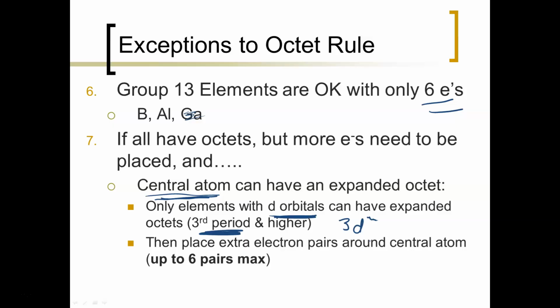You could fit more electrons around that central atom due to that d block that's present there. So again, this only goes for the central atom. You can place extra electron pairs around the central atom, and this is very important, up to 6 pairs max. There are actually some crazy shapes with 7, maybe 8 pairs.